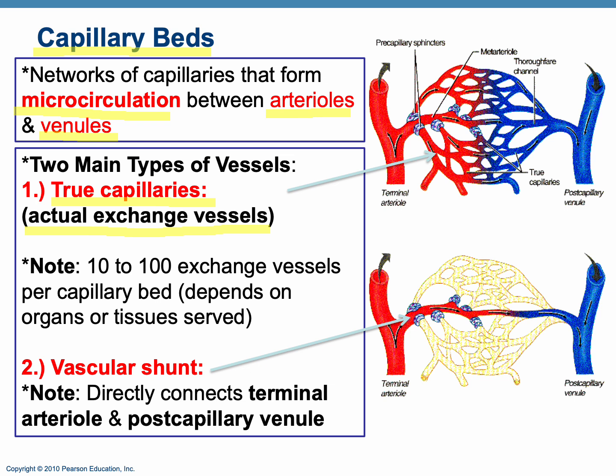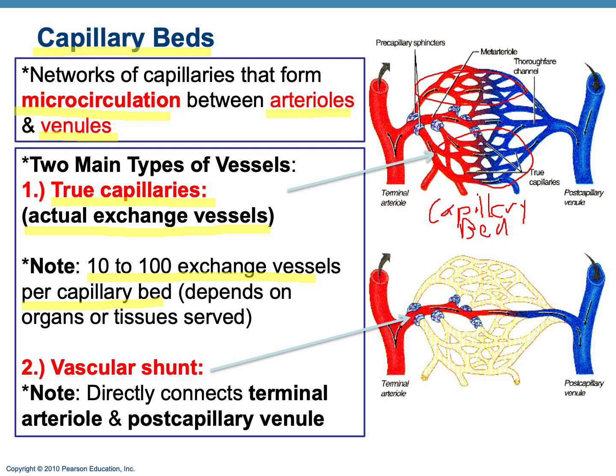Depending upon the tissue served in the body or the organs in the body, like the heart or the intestine, there could be anywhere between 10 to 100 exchange vessels per capillary bed. So in this diagram here, ultimately this is a capillary bed, and here we have the true capillaries.